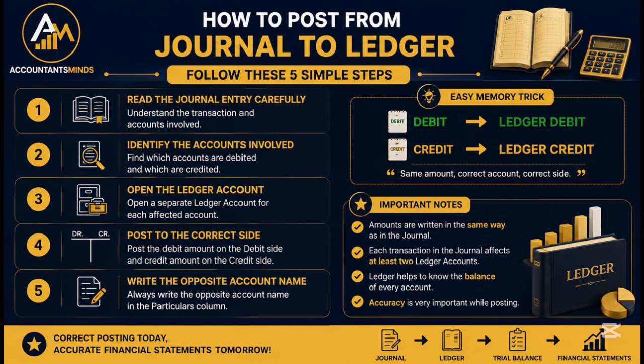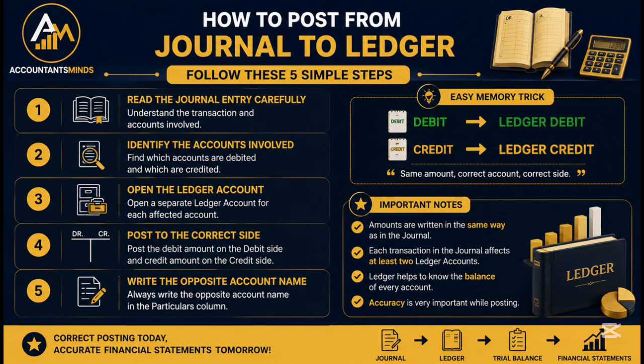Now let's learn the simple steps that you should follow every time you post a journal entry into the ledger. Many students think posting is difficult, but if you follow these 5 steps, it becomes very simple. First, read the journal entry carefully. Understand what happened in the transaction. Second, identify all the accounts involved. For example, if the journal entry contains cash and capital, then those are the 2 ledger accounts we need. Third, open a separate ledger account for each affected account. Every account has its own ledger.